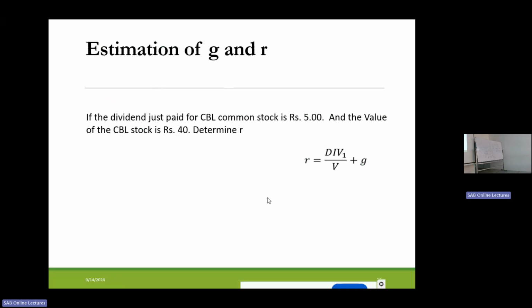Right. If the dividend just paid by the CBL company, recently paid, is 5 rupees per share, and the value of the stock is 40 rupees, determine the investors' required rate of return. So the value of the company share, or the market price, is 40 rupees, and the recently paid dividend is 5 rupees. Determine the equity investors' required rate of return.